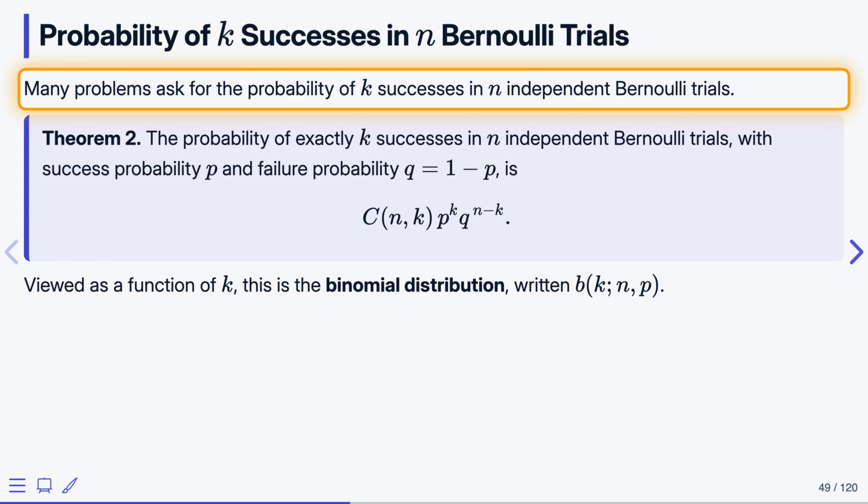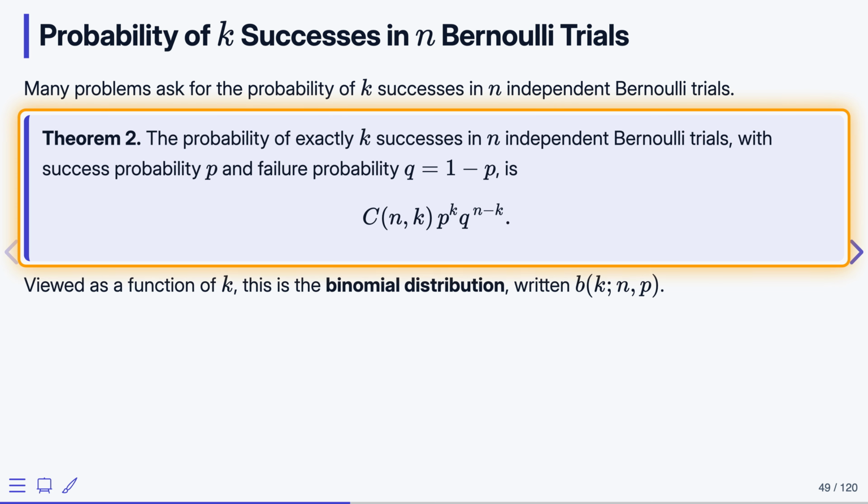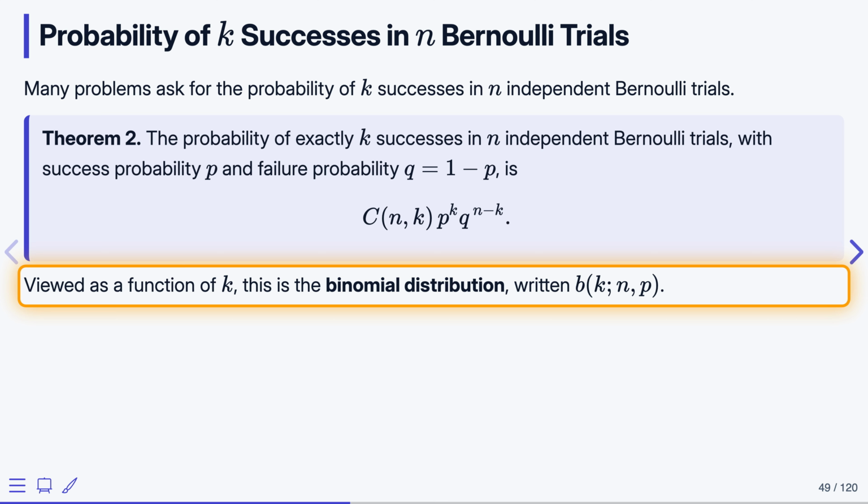Many problems ask the same question. What is the chance of exactly k successes in n independent trials? Theorem 2 answers it. The probability is C of n choose k times p to the power k times q to the power n minus k. Read the 3 parts as how many patterns times the chance of the successes times the chance of the failures. Viewed as a function of k, this is called the binomial distribution, and we write it b of k, n, p. Let's see why the formula is true.